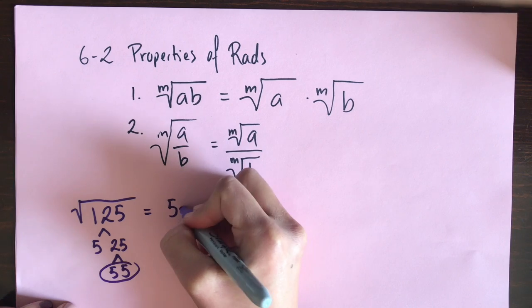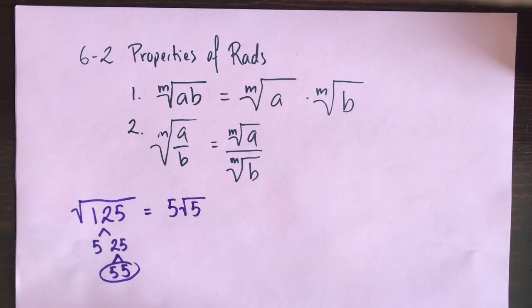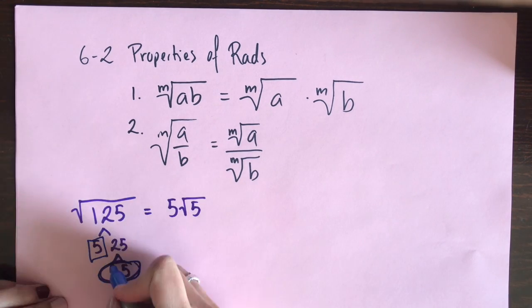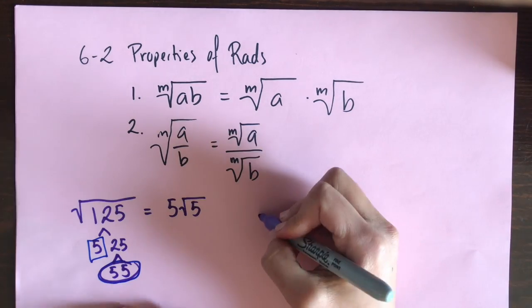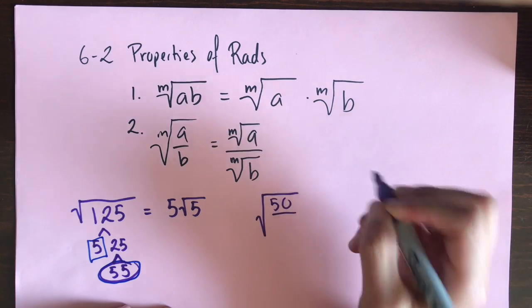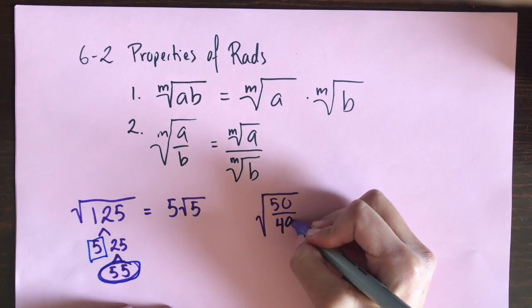So 125 splits into 5 times 5 times 5. There's a pair of 5s which I'll take to the outside and a 5 left on the inside. The most important thing to note is that if something doesn't have a pair, because this is a square root, it's going to stay on the inside. Whereas if there's a pair, then you take one of them to the outside. So there's a pair of 5s, so I take a 5 to the outside.